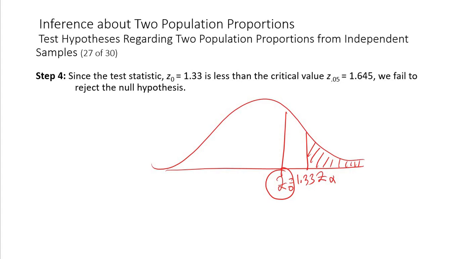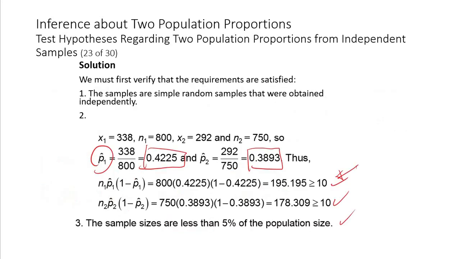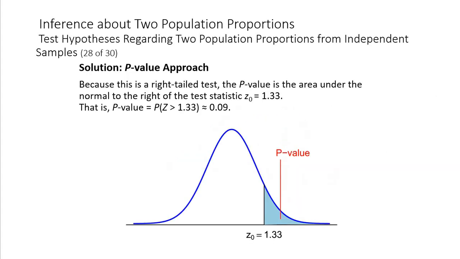The interpretation is, in this case, we don't have enough evidence that our alternative claim is valid, so we're going to fail to reject the null hypothesis. Meaning, we don't have evidence to support the claim that the percentage of urban households with internet access is greater than the percentage of rural households with internet access. So we're going to fail to reject the null hypothesis in this case.